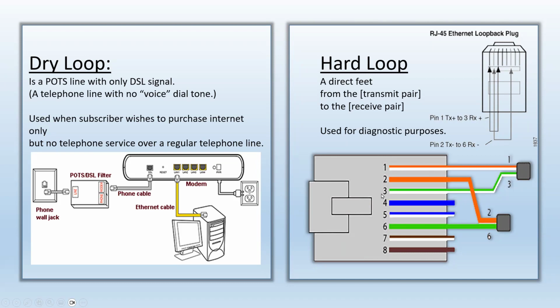Now, if you want to make something that's called a hard loop, you take the Ethernet jack, RJ45, and you just loop it. You connect the transmit pair into the receive pair. You just loop it. And sometimes you're going to be asked to use that for diagnostic purposes.